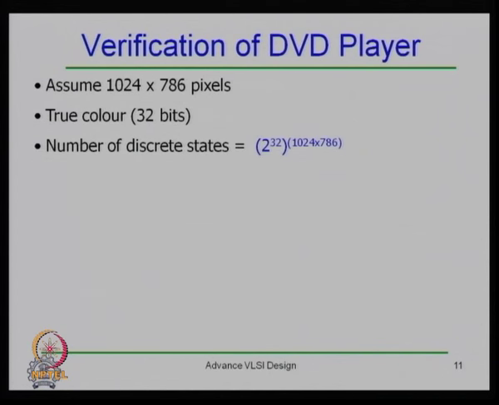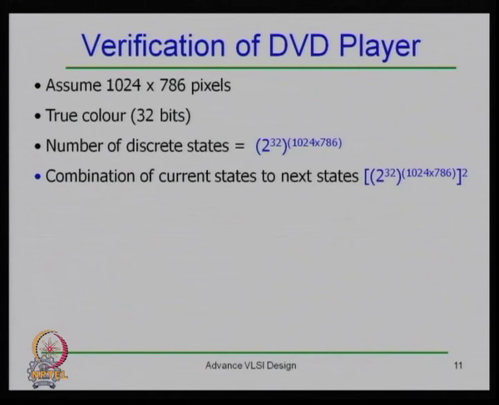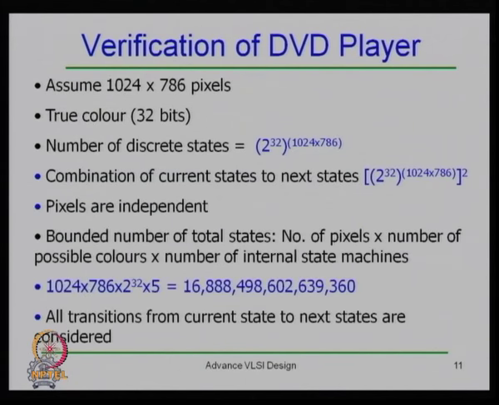Here we assume that pixels are dependent on each other, so one pixel can impact others. If I look at the state transition, the transition can be from this many states to this many states, right. So the combination of the current state to the next state would be the square of this number. As I said, we are assuming that these pixels may have dependence, but we can fairly assume that pixels are independent of each other. That means one pixel does not affect another pixel.